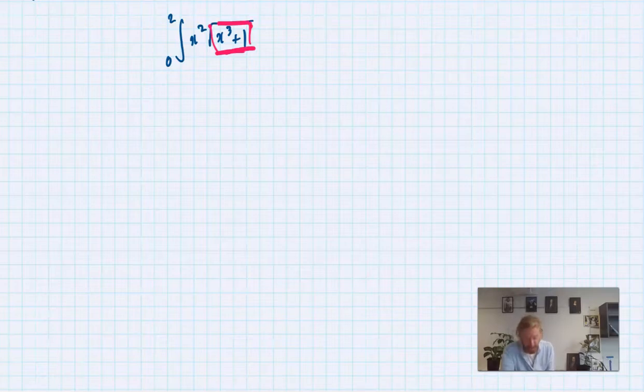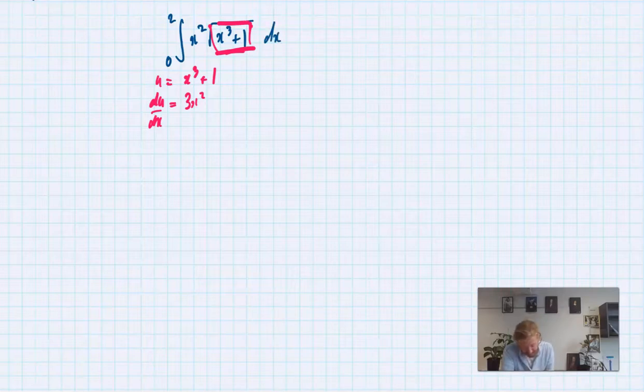It's this guy, x cubed plus 1. U equals x cubed plus 1. Du dx equals 3x squared. Rearrange for dx. Whoa, I forgot my dx up there. Okay, there we go. Rearrange for dx. Dx equals du on 3x squared.